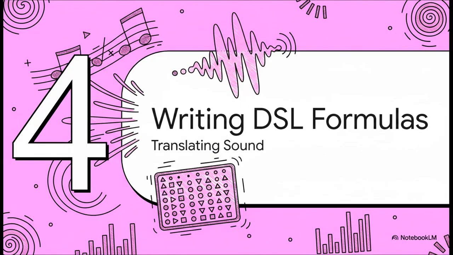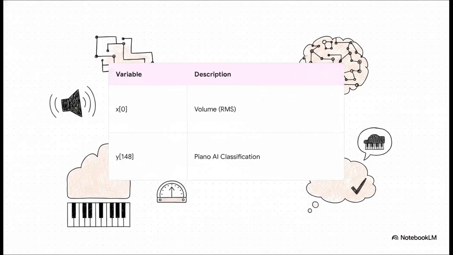Section 4. How to write DSL formulas. The language. To bridge the gap between sound and visuals, we use a simple domain-specific language, or DSL. It's really just about picking the right numbers. For instance, grab x0 and you get the raw volume on a scale of 0 to 1. But if you call y148, you're literally getting the AI's confidence level that a piano is playing right now. It's so intuitive once you try it.